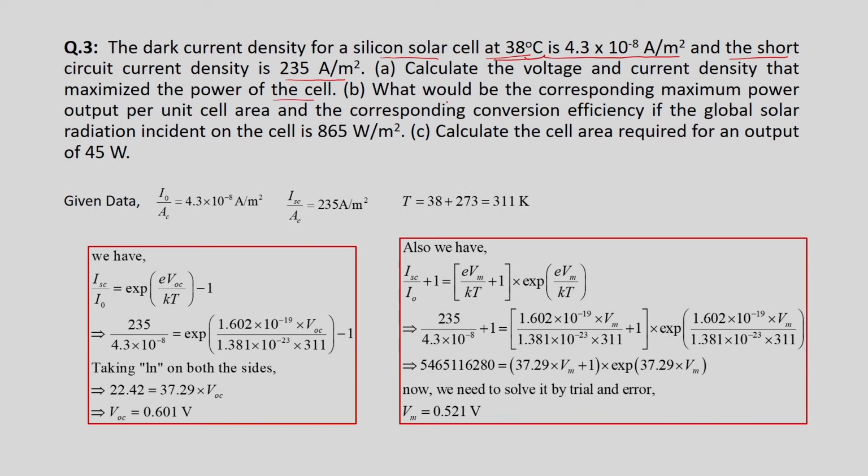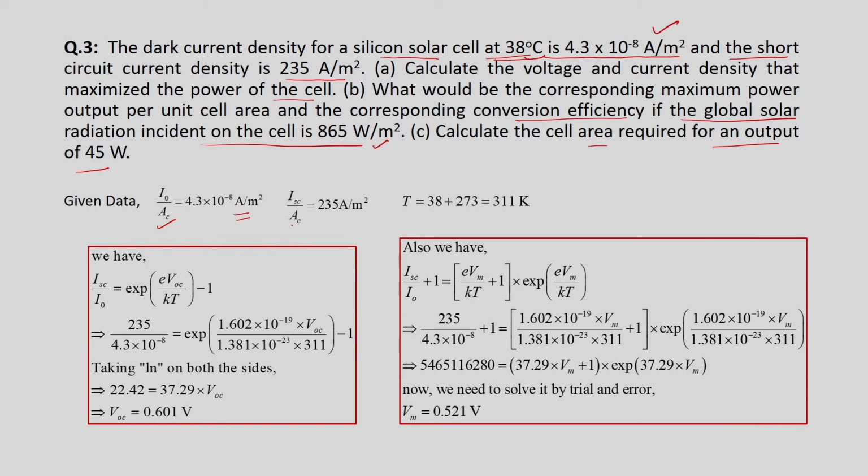Then in the second case, what we need to calculate is the corresponding maximum power output per unit cell area. That means the power density, and then the corresponding conversion efficiency, if the global radiation incident on the cell is given as 865 watt per meter square. Also, in the third case, we need to calculate the cell area if the output power is given as 45 watt. What is given here is I naught by AC as 4.3 into 10 to the power of minus 8 ampere per meter square.